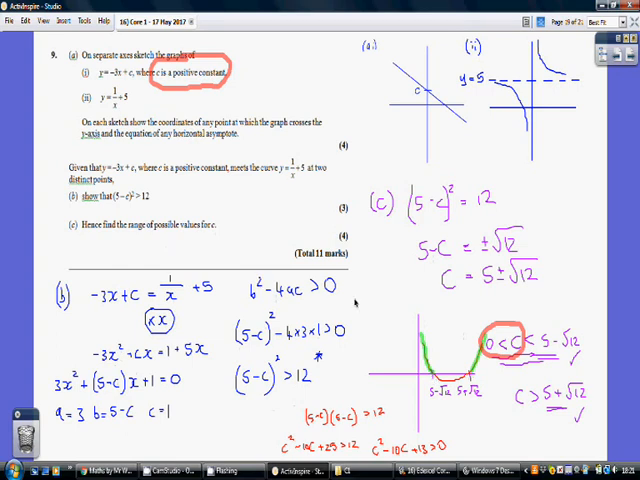Now I'm looking for where this is greater than 0, so above the x-axis, so this stretch of points here and this stretch of points here. Now just be careful, this stretch of points here is fair enough, that's just c is greater than 5 plus root 12, but this set of points here is less than 5 minus root 12, but remember c is a positive constant, so you've also got to include that c is greater than 0. This stretch of points here, c is greater than 0, but also less than 5 minus root 12.